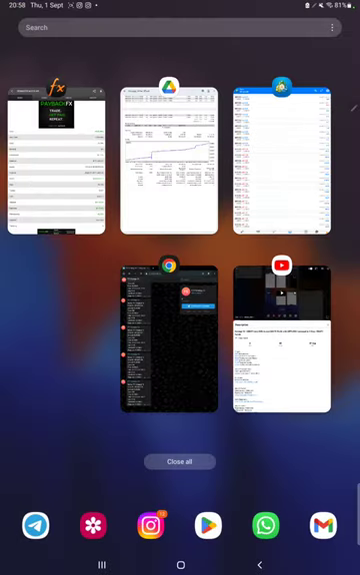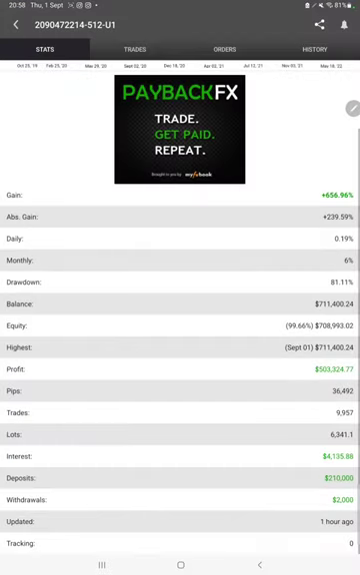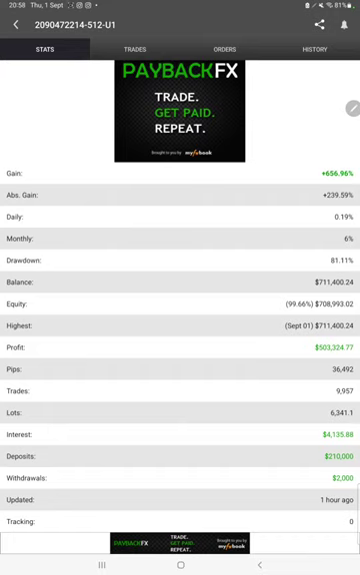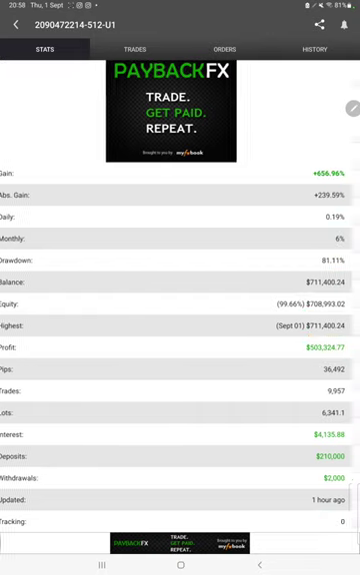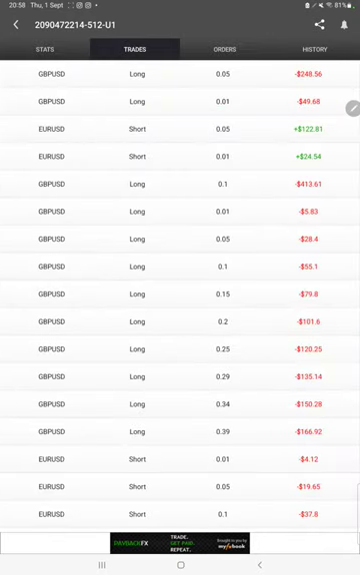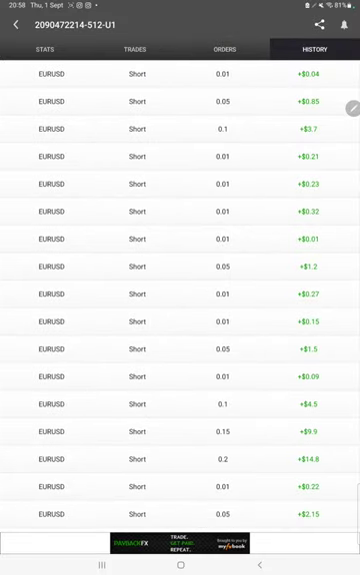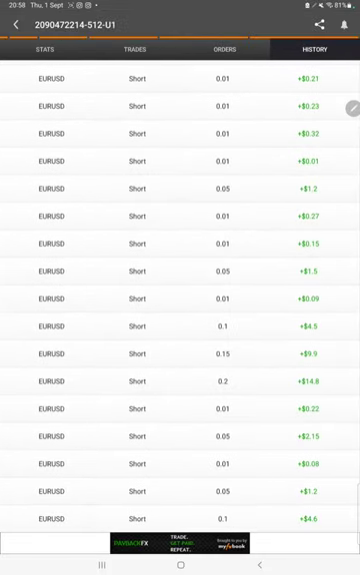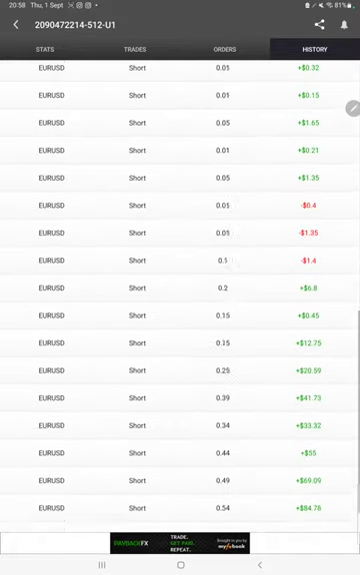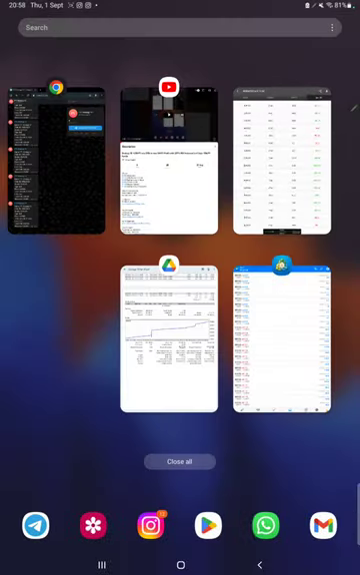Also, the FXBook statistics are available here, so we can check the total percentage of gain, absolute gain, daily return, monthly return, drawdown, current balance, equity, profit pips that we have achieved, and it was updated 1 hour ago. We can also see the open trades here, verify the pending orders, and in history we can see how much lot size we have traded and how much profit and loss we have made. So these complete details are available.